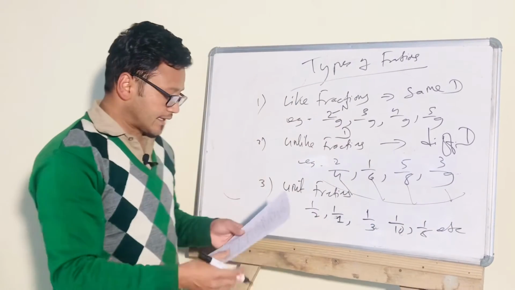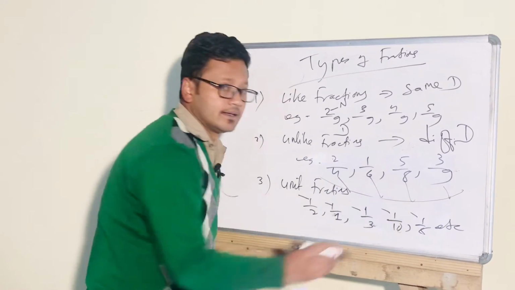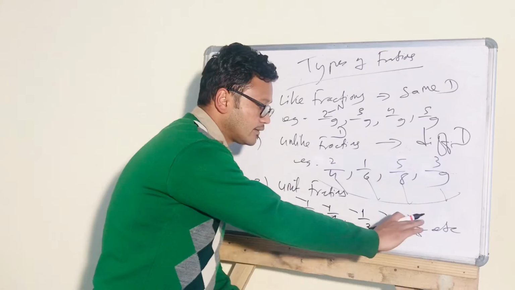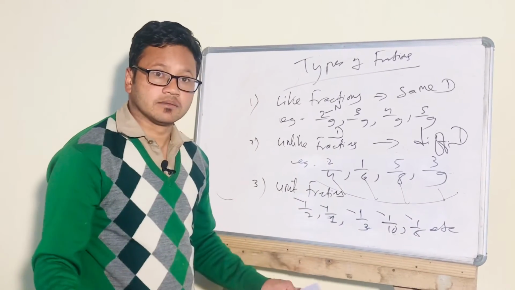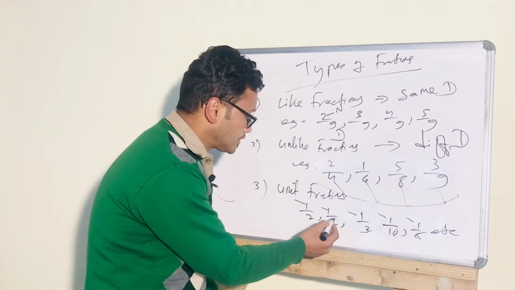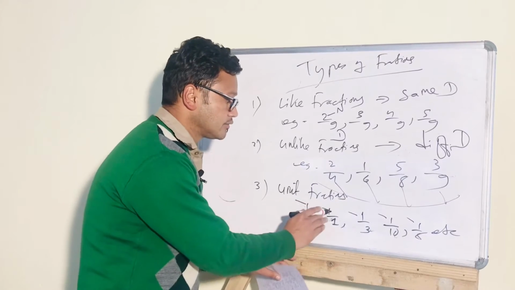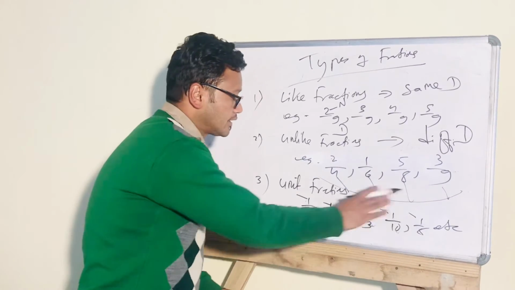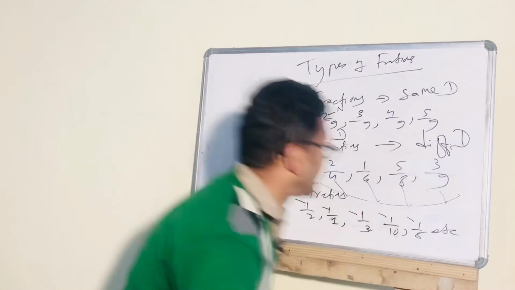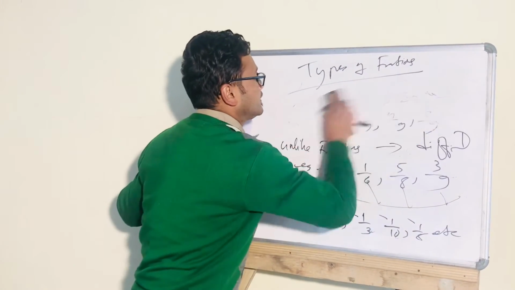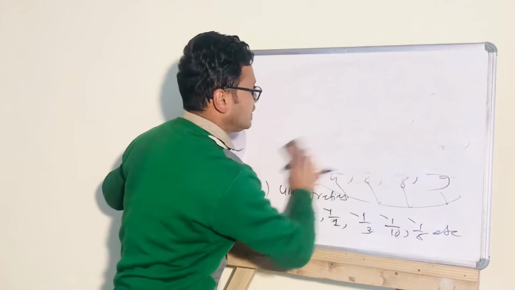Unit fractions means the numerator should be 1. If the numerator is 1, those fractions are called unit fractions. It doesn't matter what the denominator is; it can be 1, 2, 3, 4, 5, 6, 100, whatever the number, but the numerator should be 1. In that case, these fractions are the unit fractions. Now number 3 is finished.